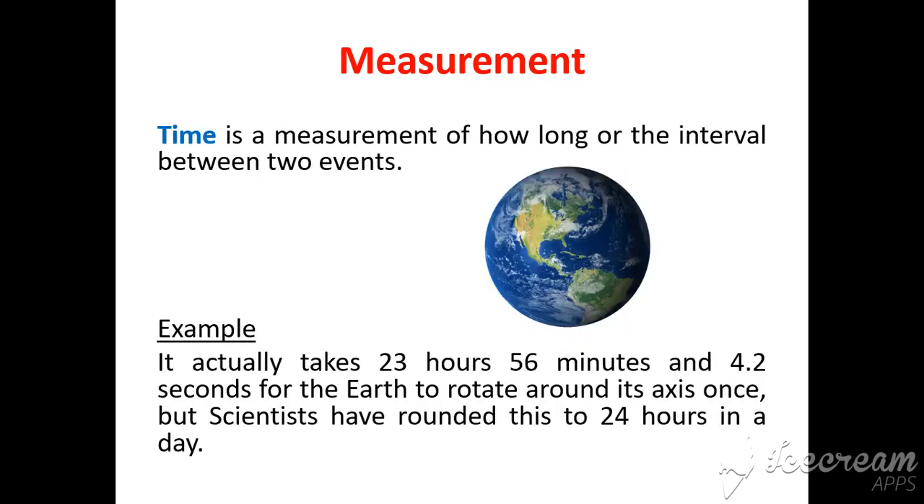Right, time. Time's a measurement of how long or the interval between two events. Now, something probably not many of us knew, that it actually takes 23 hours, 56 minutes, and 4.2 seconds for the Earth to rotate around its axis once. But that's an awfully difficult day, so scientists have decided to round it to 24 hours in a day.